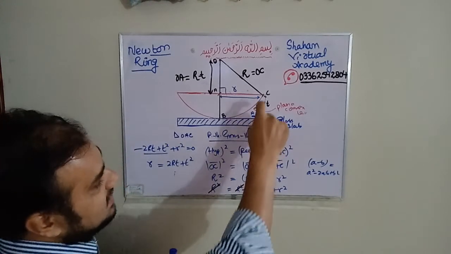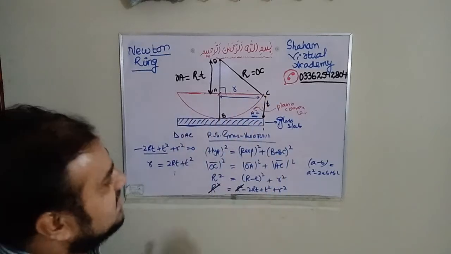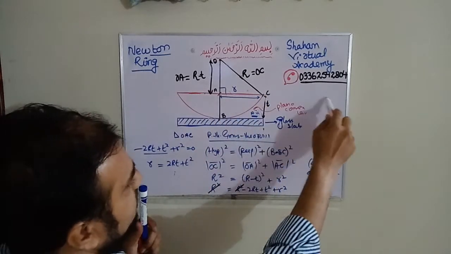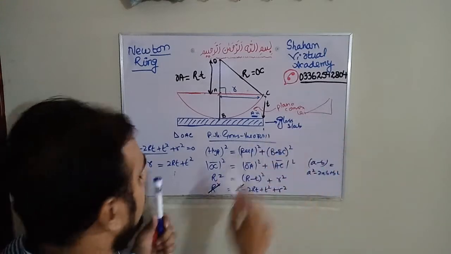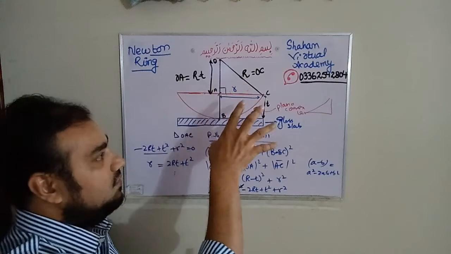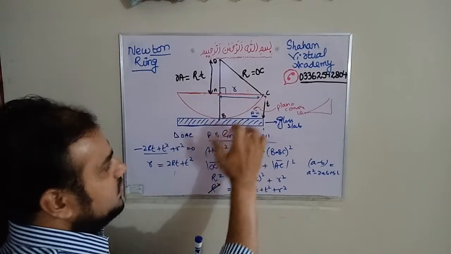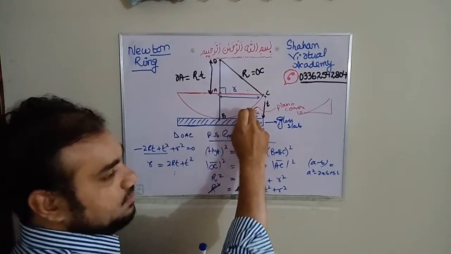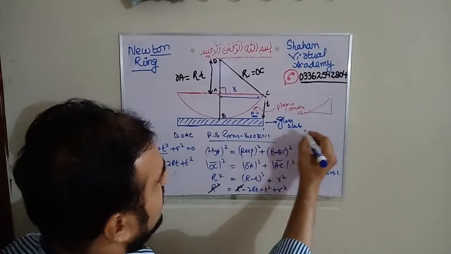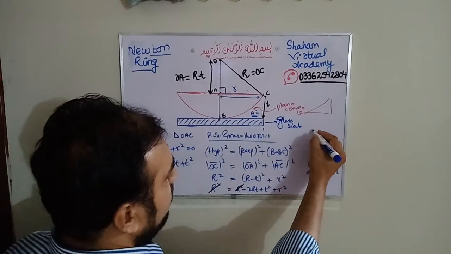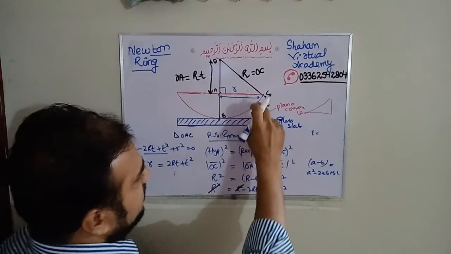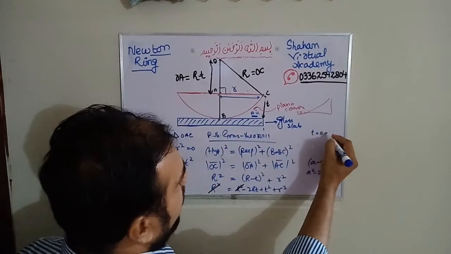T is the thickness of the plano convex lens. But what is this? This is basically a wedge type shape, and it is negligible because in this diagram I am showing you, it looks like a very big wedge, but it is a very small distance. Let's suppose it is so small that the value of t is almost negligible.